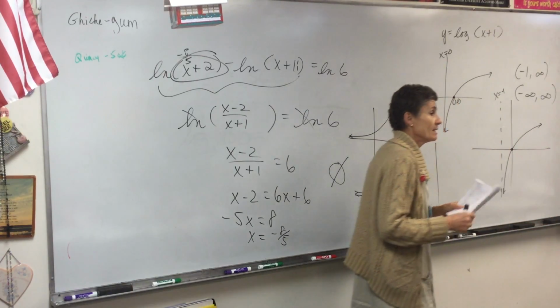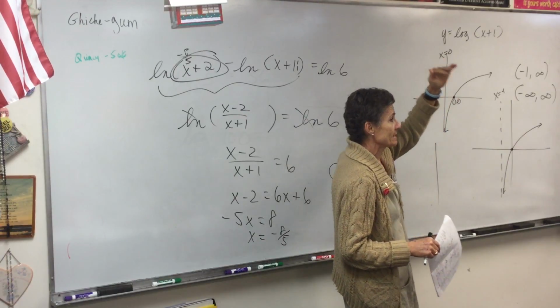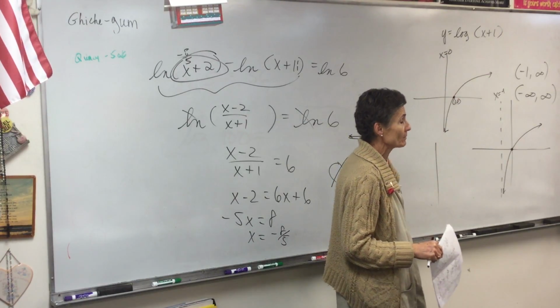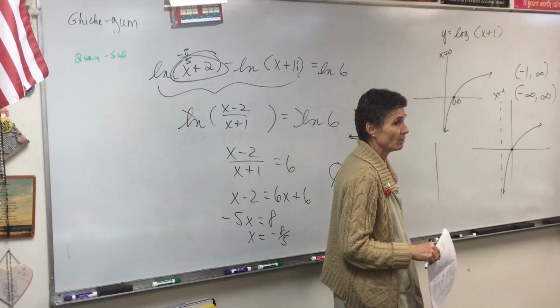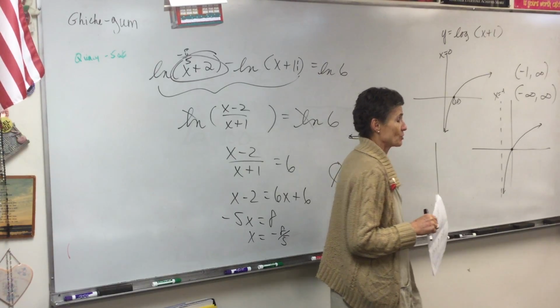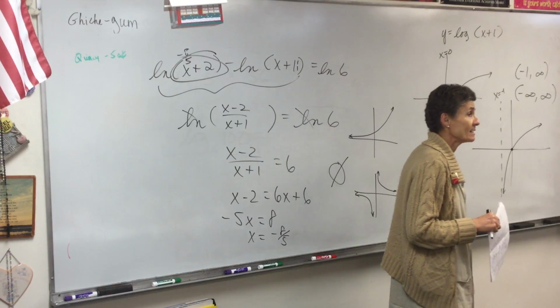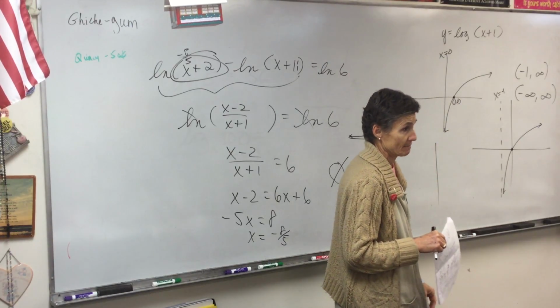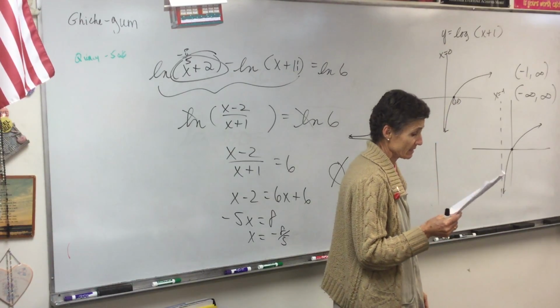Is it bounded? Now remember, bounded refers to ceiling and floor. Is it bounded above? Nope. Bounded below? Nope. No bounds. Does it have any extrema? By extrema, we mean tops of hills, bottom of valleys. Nope, don't have any hills and valleys.